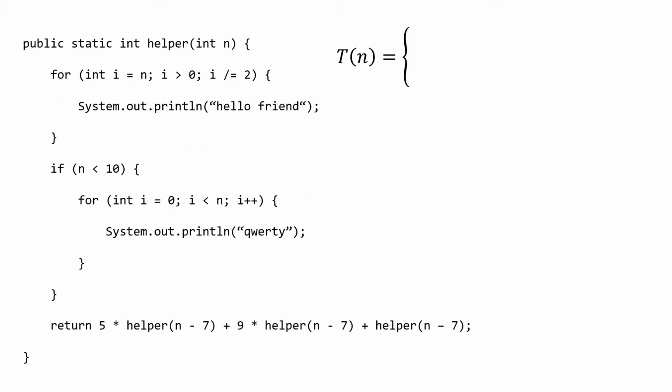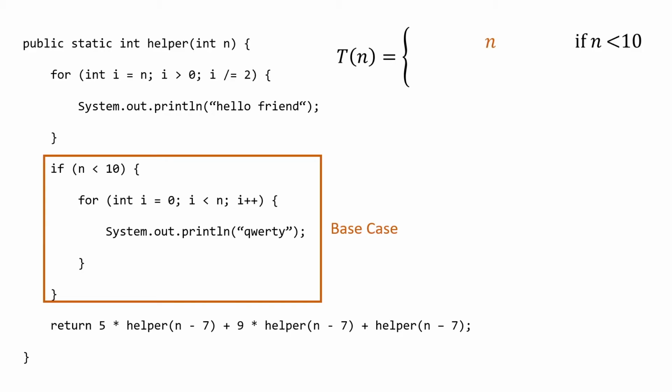Let's start again by trying to identify our base case. This time it's not at the start, but in the middle we can see this if statement: when n is less than 10, execute some code. So that's probably going to be our base case. Let's see what it actually does. In the base case, there's a for loop that goes through n times and prints something out. So that's n calculations in our base case. We add that to our recurrence: n calculations if n is less than 10.